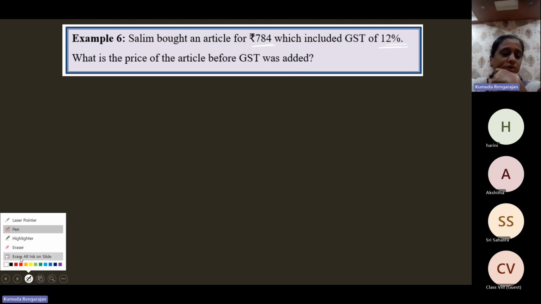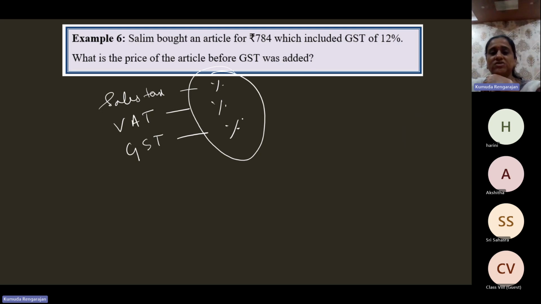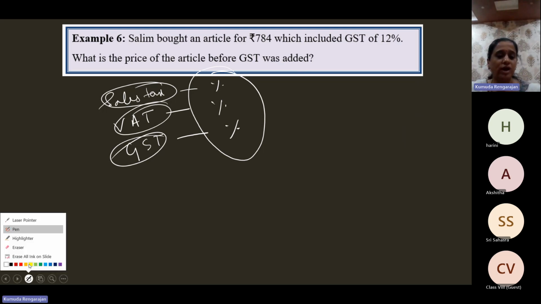In your book, you can find three things. You can find sales tax, value added tax, goods and service tax, these three things. Sales tax, some percentage will be given. Value added tax, some percentage. Goods and service tax, some percentage. All these percentages will be applied on the price without, before adding all this. The original price.